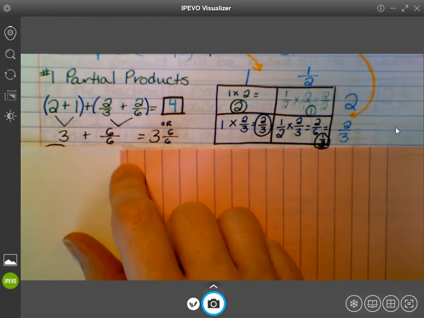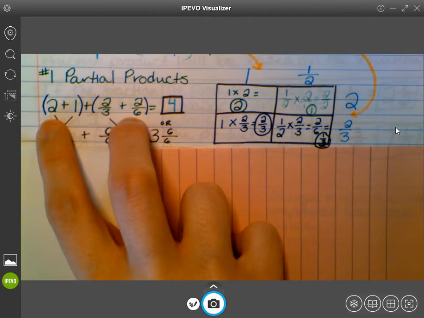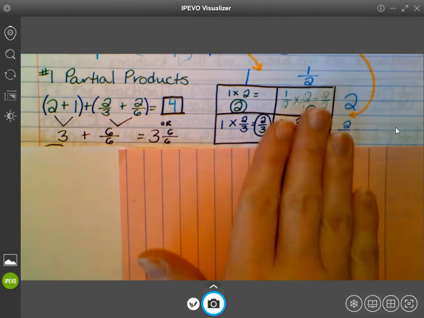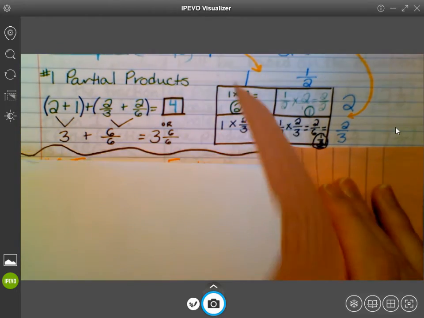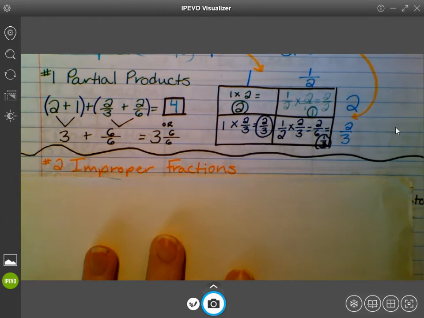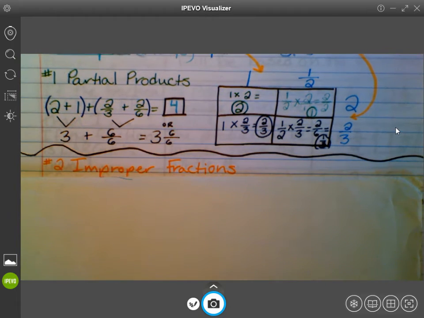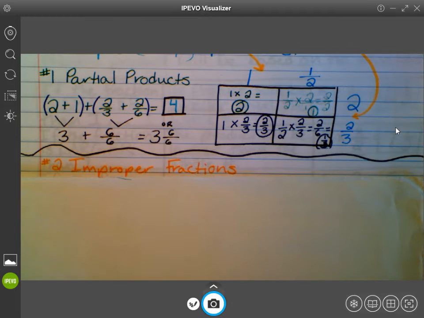All right, how many of you kind of like this method of breaking it apart, then bringing it all together to add at the end? How many of you are liking this? Okay, it takes a little bit, but once you get the hang of it, it goes pretty fast, I will say that. Okay, this is our first way of multiplying mixed numbers. Our second way is improper fractions. This is our second way. Like I said, some of you are really going to like partial products. Some of you are really going to like improper fractions.